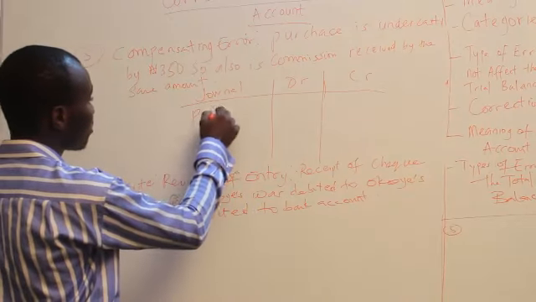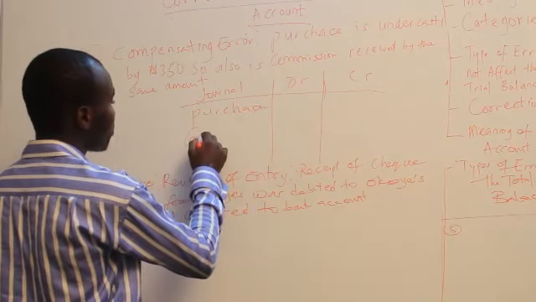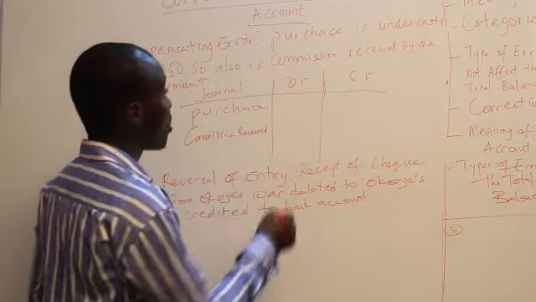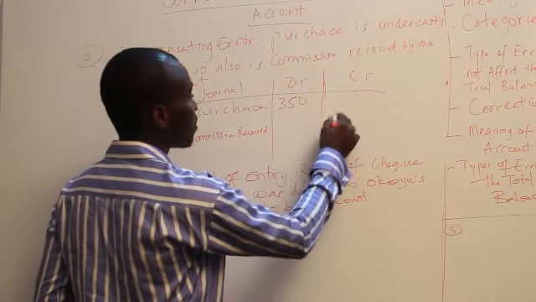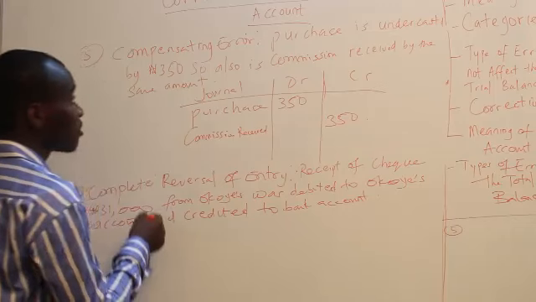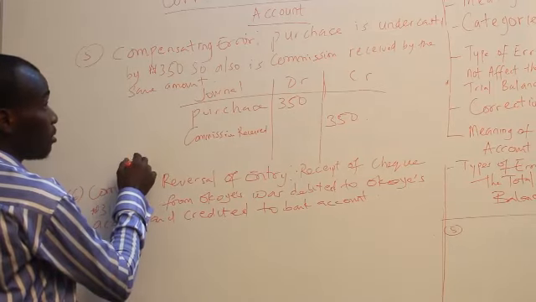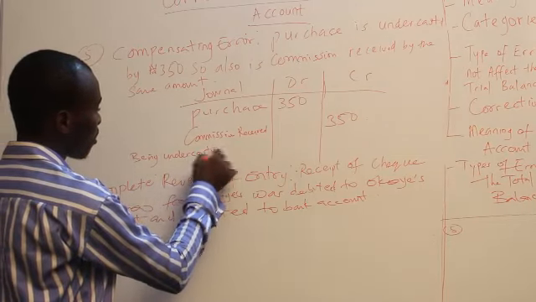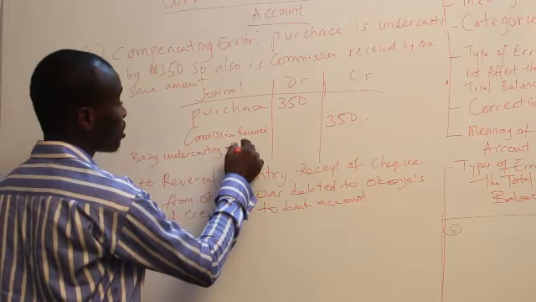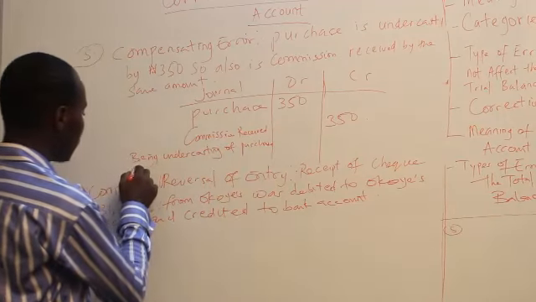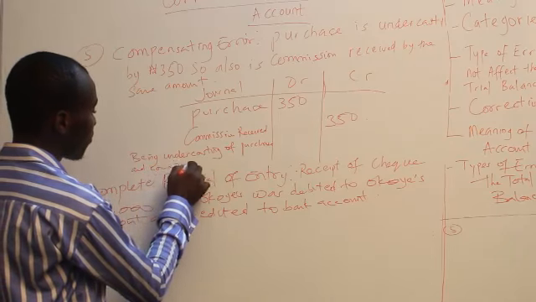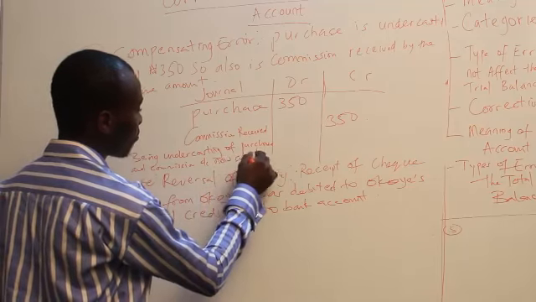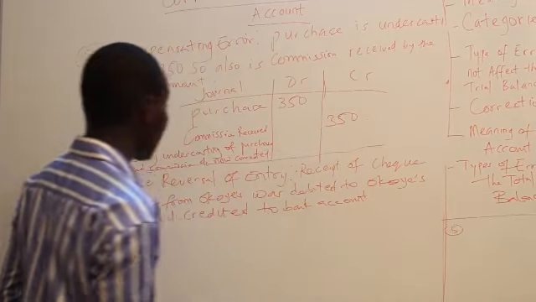So we have the purchase, then we have the commission received. So we have 350 naira, 350 naira. So that means, being an error of undercasting of purchase and commission received account, now corrected. So that's the best narration for that.